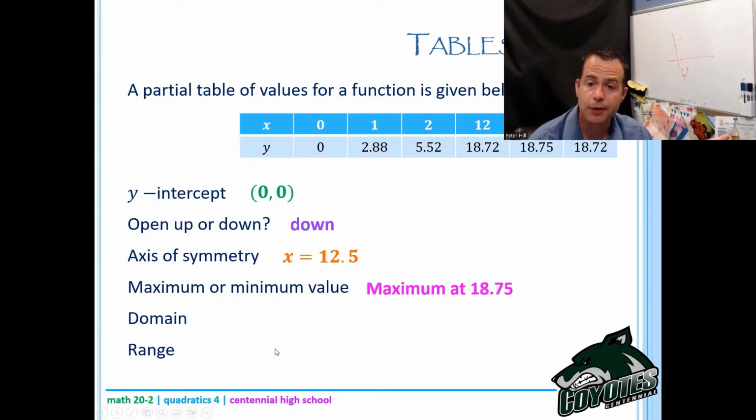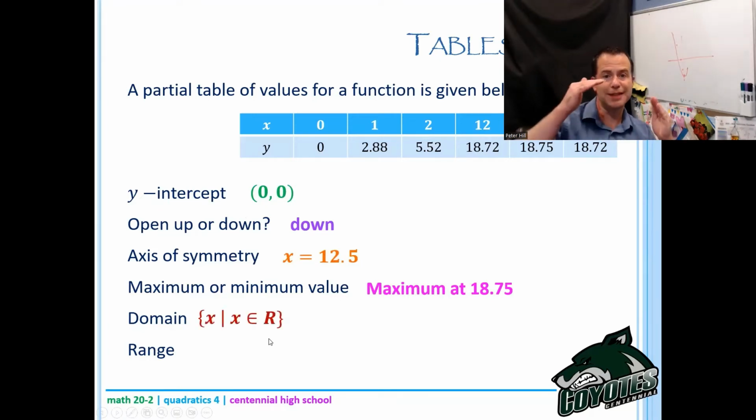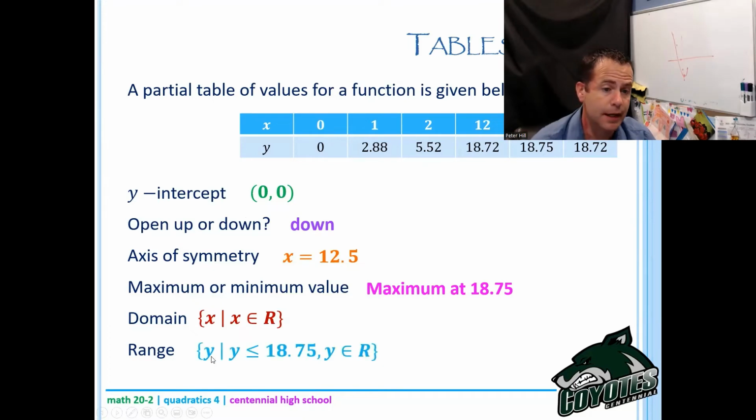The domain will be real, like all parabolas. And then the range, I know that this graph opens down, so I'm going to be less than whatever the maximum point is. And the maximum point was at 18.75. So I'm going to say all the values of y such that y is less than or equal to 18.75. y is a member of the reals. Okay.